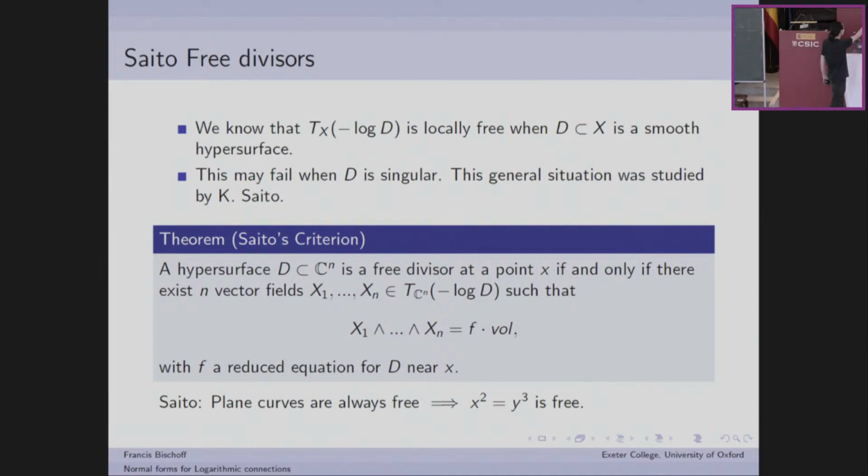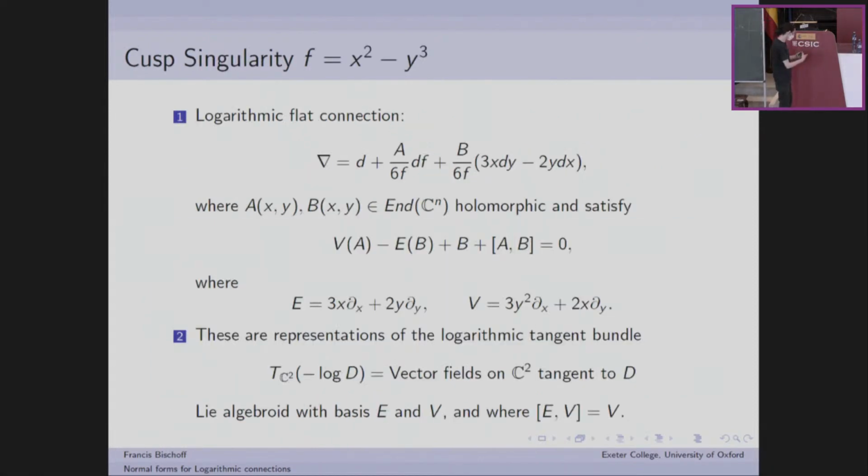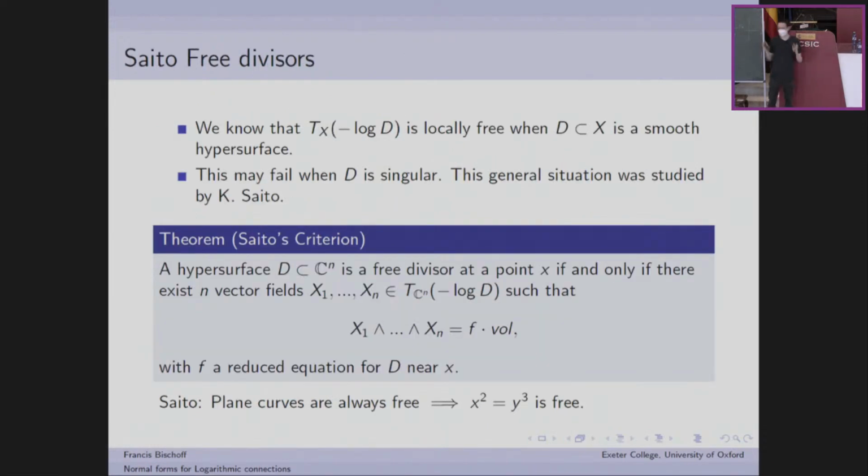And he found the following very nice criterion to detect whether a submanifold has a locally free log tangent bundle. These are called free divisors. And the criterion is very simple. Say you're in n dimensions, you take n vector fields that are in the logarithmic tangent bundle, and then you wedge them together. Those will give you a function times the volume form. And the condition is that this function needs to be a reduced equation for the submanifold. If you can find this, then you're guaranteed that it's a free divisor. So we can just check in this case that it works. But there's also a general theorem in dimension 2: a curve in dimension 2 is always free. That was proved by Saito.